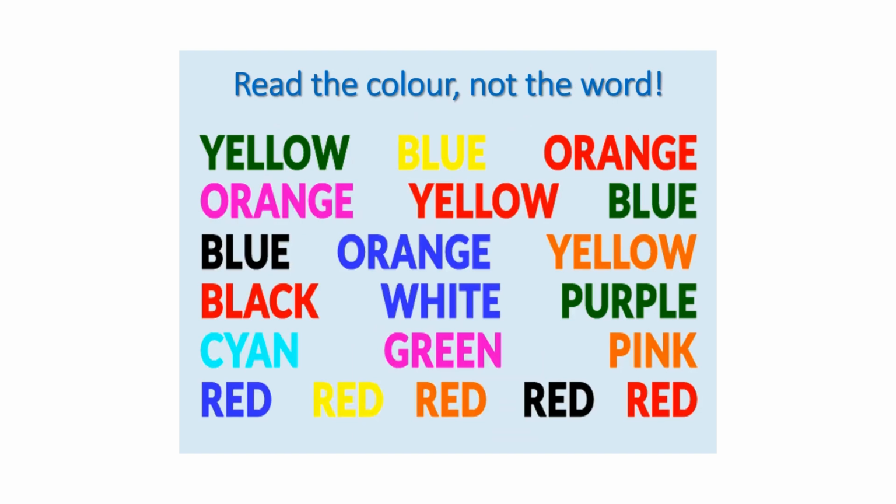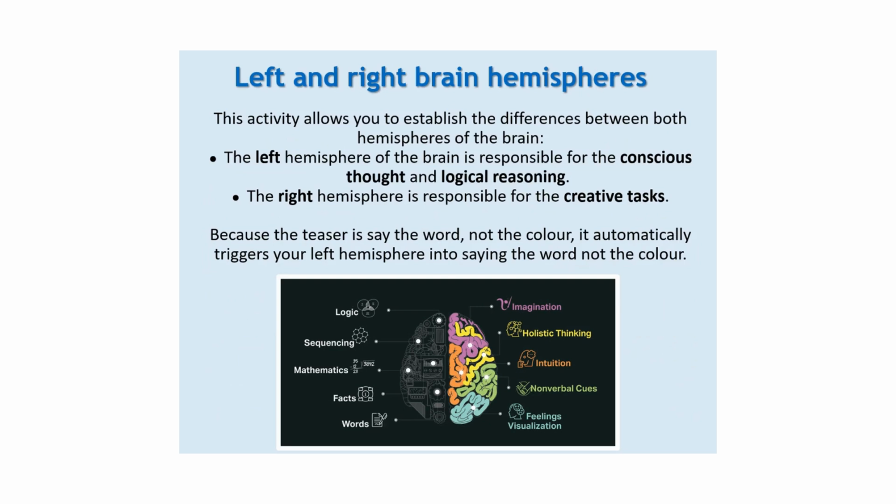Read the colour, not the word. Left and right brain hemispheres. This activity allows you to establish the differences between both hemispheres of the brain. The left hemisphere of the brain is responsible for the conscious thought and logical reasoning. The right hemisphere is responsible for the creative tasks. Because the teaser is say the word, not the colour, it automatically triggers your left hemisphere into saying the word, not the colour.